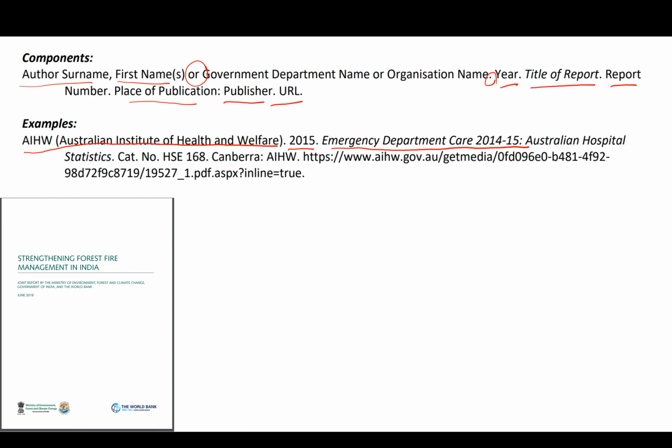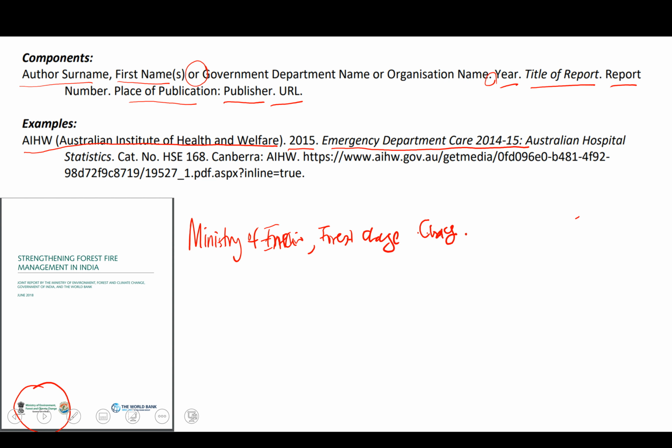Okay, so now let's look at this. Who published this? This is published by the Ministry of Environment, Forest and Climate Change. So you have to write Ministry of Environment, Forest, and Climate Change. Okay, then full stop. There's no short form, so just leave it. Full stop. After full stop, we have the year. What is the year? June 2018. So 2018, full stop. After that, we have the title of the report.